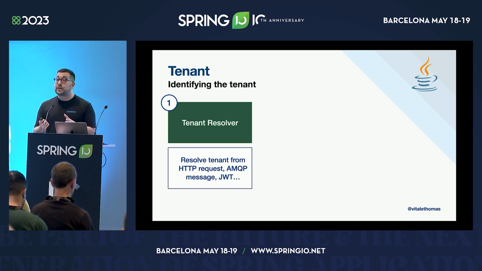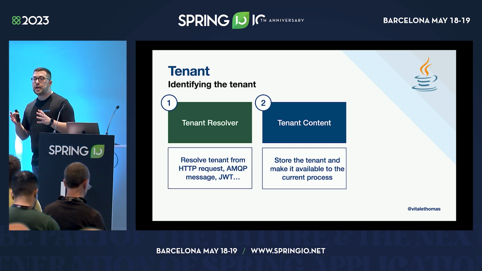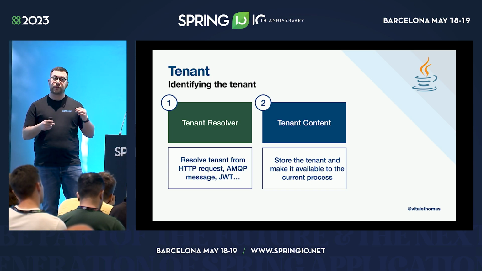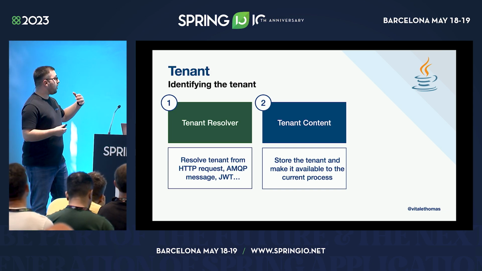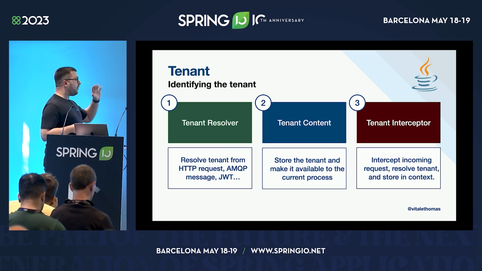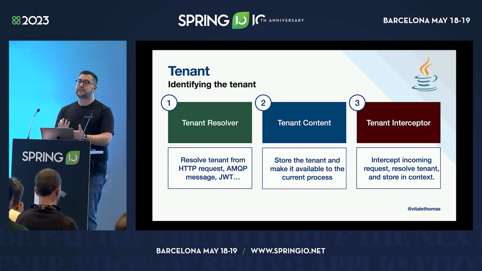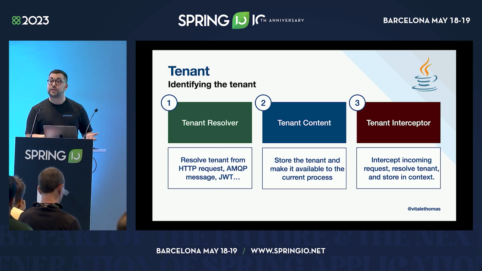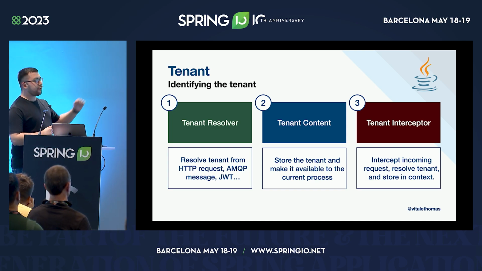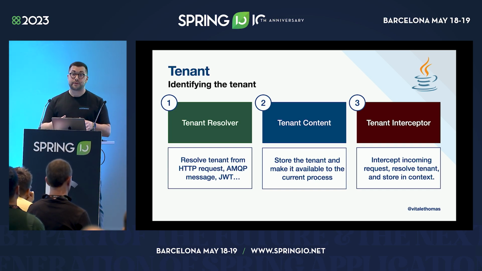Next, we need to extract that information and store it in some kind of tenant context that can be accessed for the whole duration of the request processing, so that other components in the system can know which is the current tenant for the current process. And finally, we need some kind of interceptor. So we receive this HTTP request. We need an interceptor that can intercept the HTTP request, use the resolver to extract the tenant information, and then store it inside the tenant context. So let's have a look at how that works in practice.